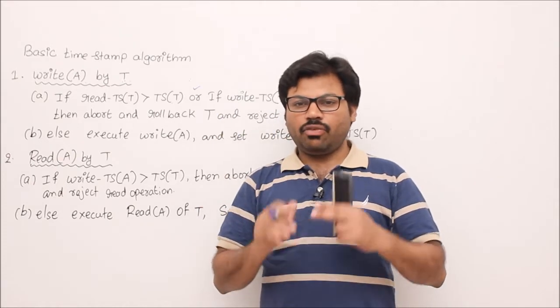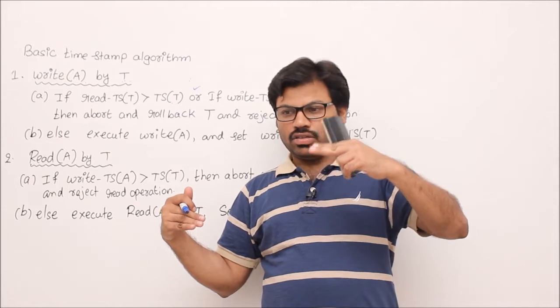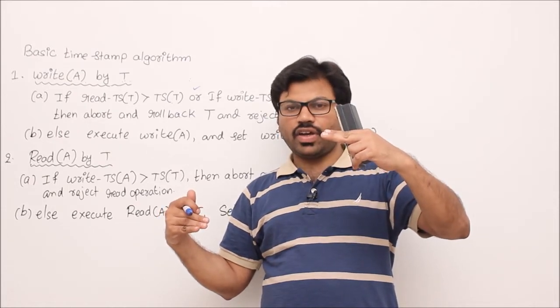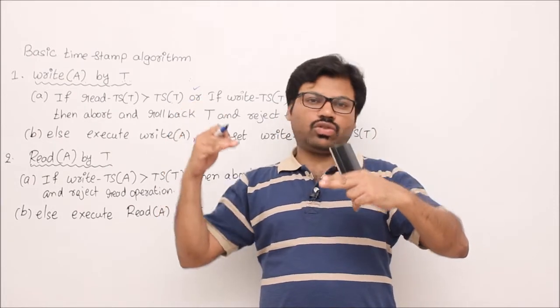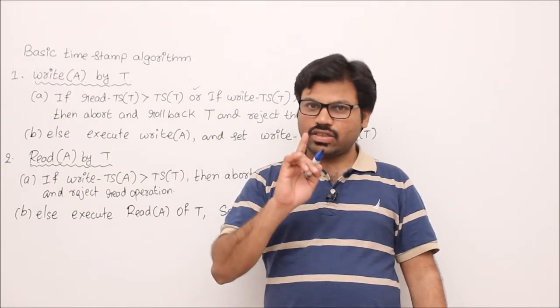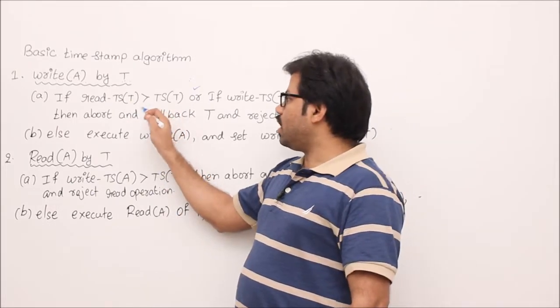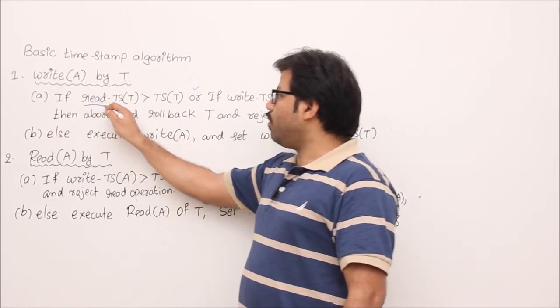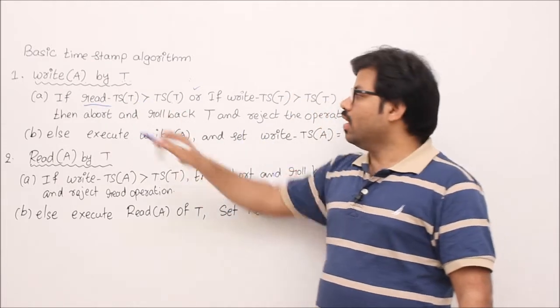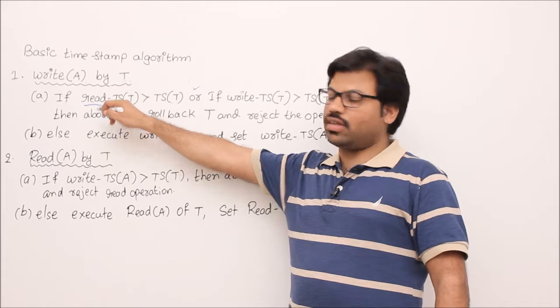At the same time, if you are writing something, after that a younger transaction has to write. So it's a conflict operation, right? That's why writers also have to be checked. That means before you, no younger transaction should have written. How do you check it? Write timestamp. That's fine. So if read timestamp of T is greater than your timestamp, that means a younger reader already read it. Then you are out of order.